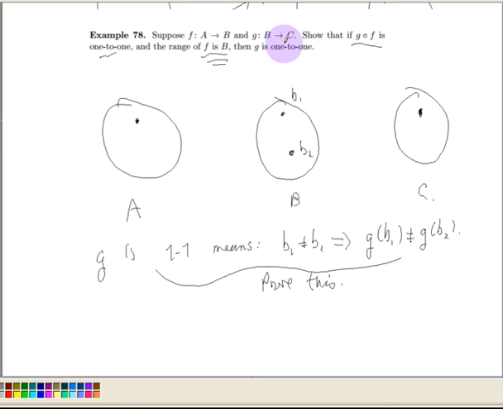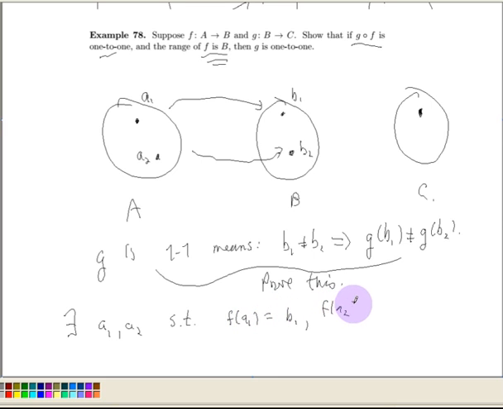All right, and we have to use these facts. We have to use the fact that the range of F is B and that G composed F is 1 to 1. Now, the range of F is B means that there must be some A1 here that maps to B1, and there must be some A2 here that maps to B2. So I can say there exist A1 and A2 such that F of A1 is equal to B1 and F of A2 is equal to B2.